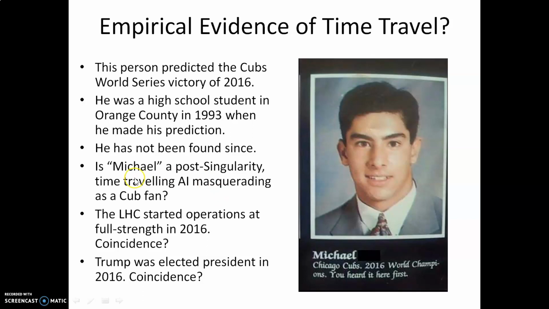Back in 2016, the Large Hadron Collider actually started to operate at its full strength. In other words, it was doing particle physics collisions at the highest energies possible based upon the design of the machine. Is that a coincidence? Something else that's interesting to ponder as well, perhaps as a coincidence, is that somewhat unexpectedly, Donald Trump was elected president in 2016.